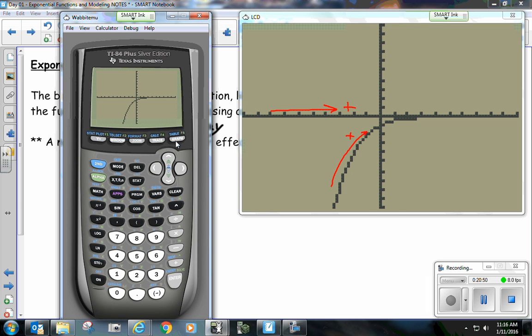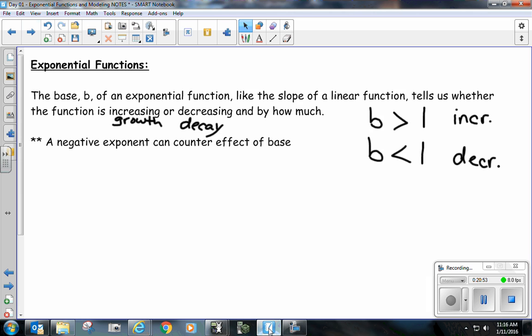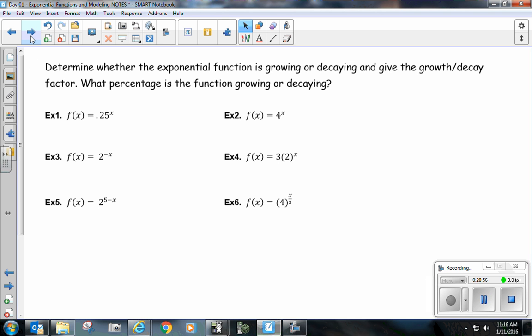So, let's determine which exponential function is growing or decaying, and give the growth or decay factor. What percentage is the function growing or decaying? So look at number 1. Is that increasing or decreasing, growing or decaying? Decreasing. That's decreasing because my b value is less than 1. So it is decreasing. And at what rate? A quarter, 25%, right? So actually, you could say it's decreasing by 25%. It's a drop by 25%, or 0.25, whatever you want to say.